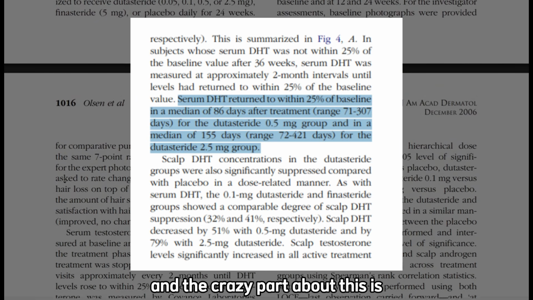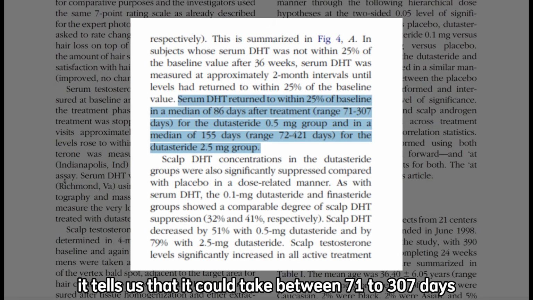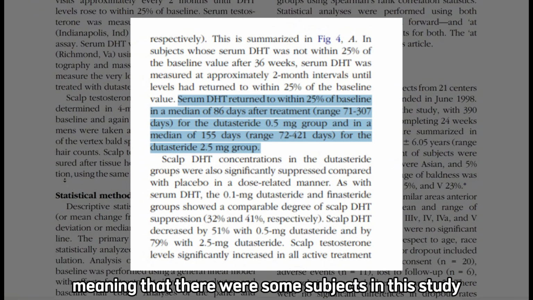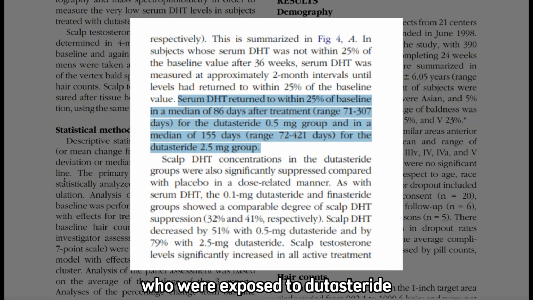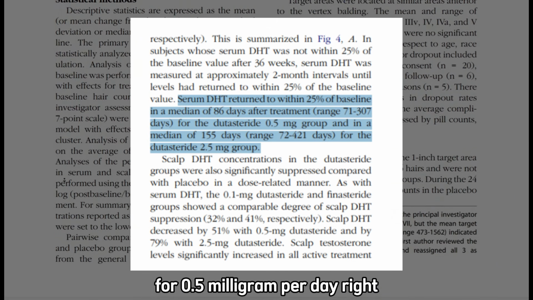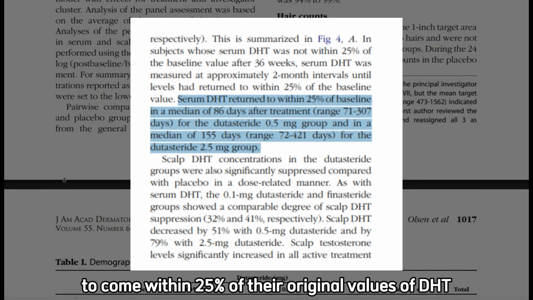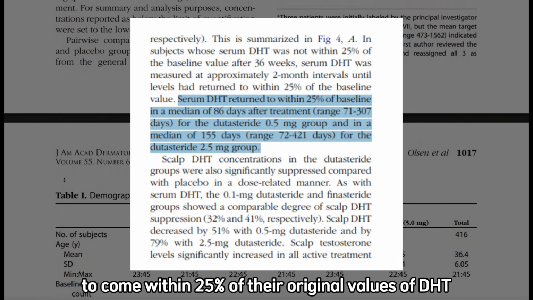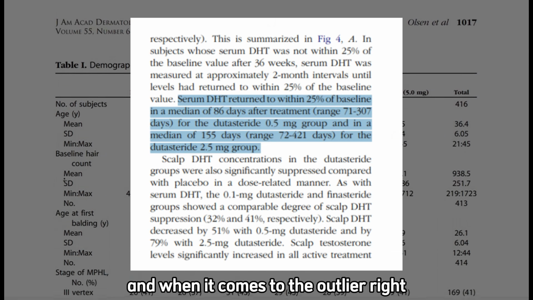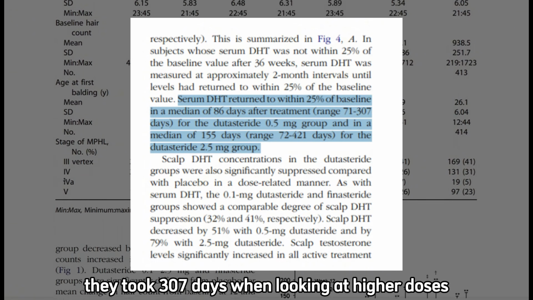And the crazy part about this is, when you look at the range, it tells us that it could take between 71 to 307 days, meaning that there were some subjects in this study who were exposed to dutasteride at 0.5 milligram per day, right? It took them 71 days to come within 25% of their original values of DHT before they even started the treatment. And when it comes to the outlier, they took 307 days.